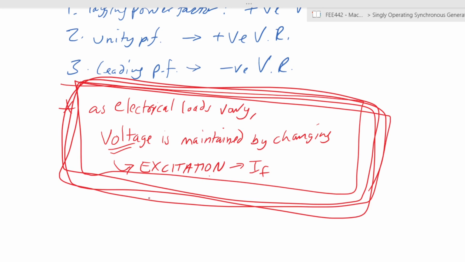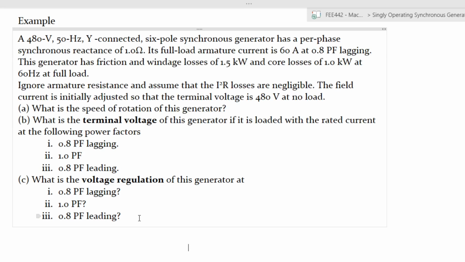Later on, we will see that the magnitude of the load is changed by the amount of energy that you put in. But we will come to that in a later lecture. For now, let's get this initial concept that we are having. So let's work with an example here.